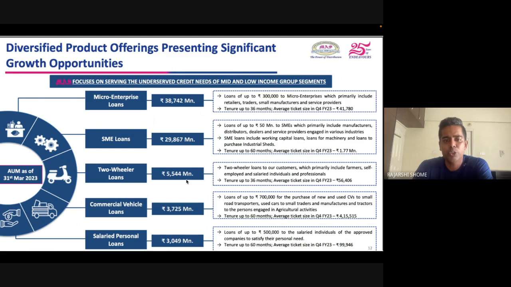Now, you can see two-wheeler, commercial vehicle and salaried personal loan is something that they started recently, and I think it has not even been 1 year. And the commercial vehicle loan was also started, I think, 1.5 years, 2 years ago. So these are the segments that they will be growing, right?